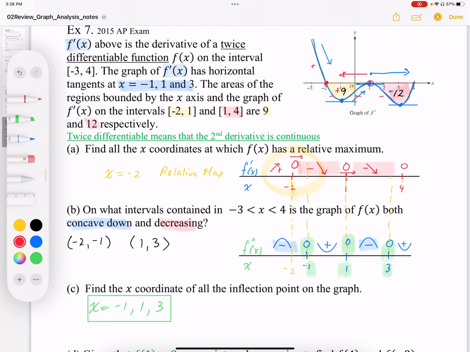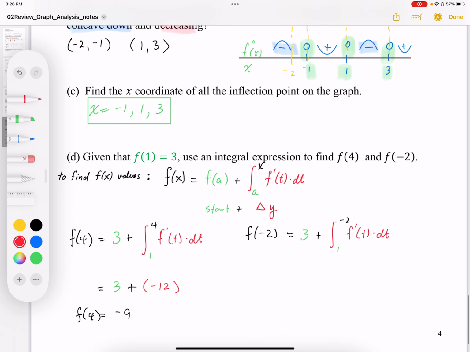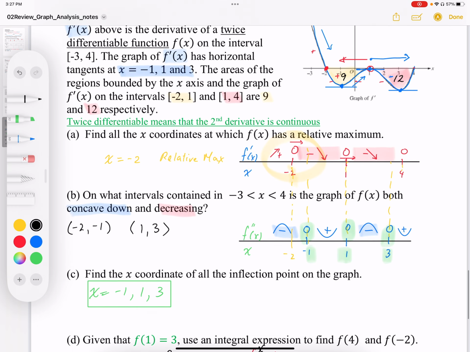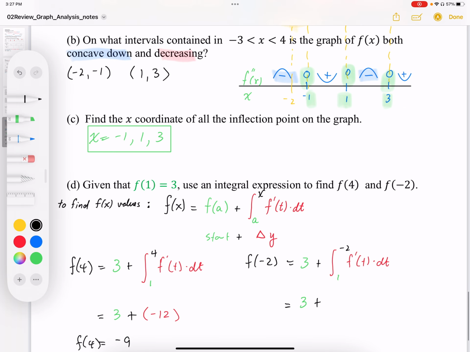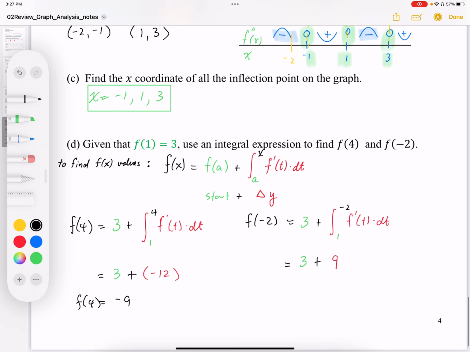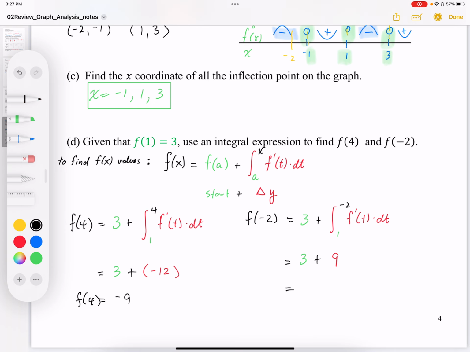So that's going to be plus 9 as our displacement. So then the coordinate, we work it out as the starting position 3 plus the displacement, plus 9. So we're going to go plus 9 as the area. And so the y coordinate that we end up at is going to be 12. So f of negative 2 is equal to 12.